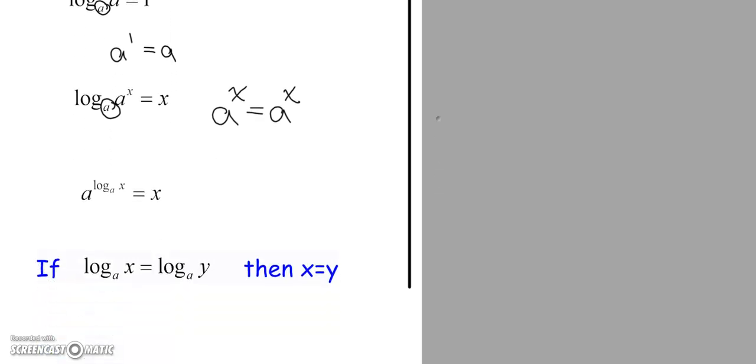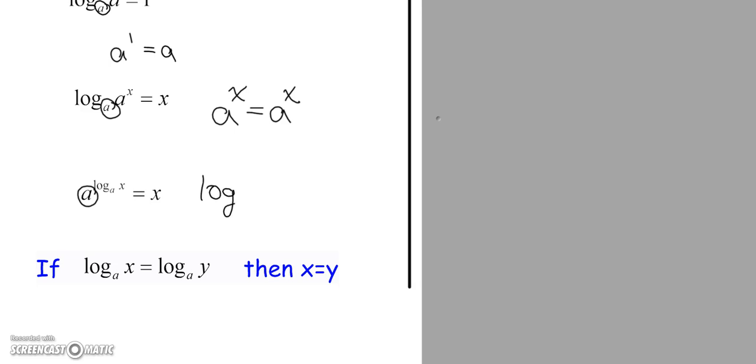Two more. This one's a little trickier because this is actually our exponential form. So we have to take exponential form and go to our logarithmic form. So what does that mean? The base of my exponent is the base of my log.